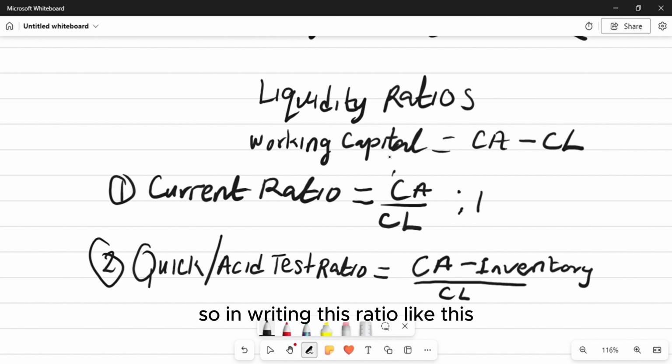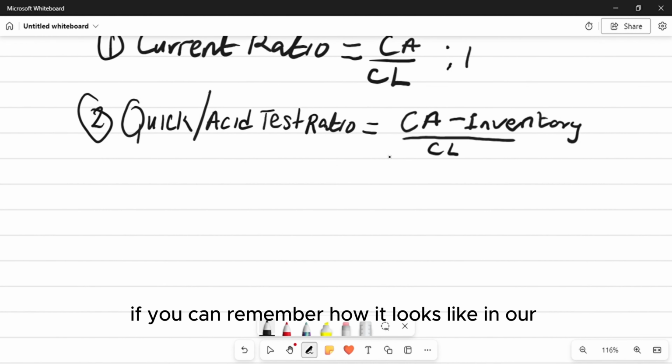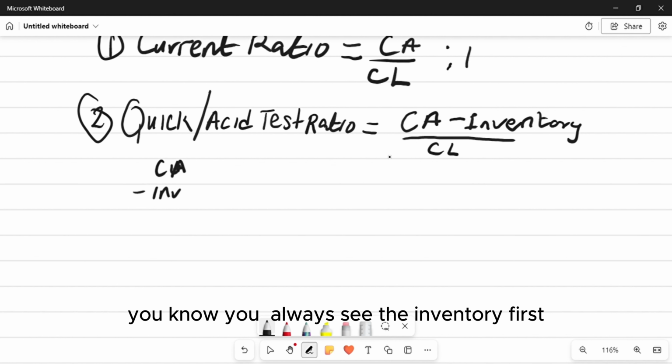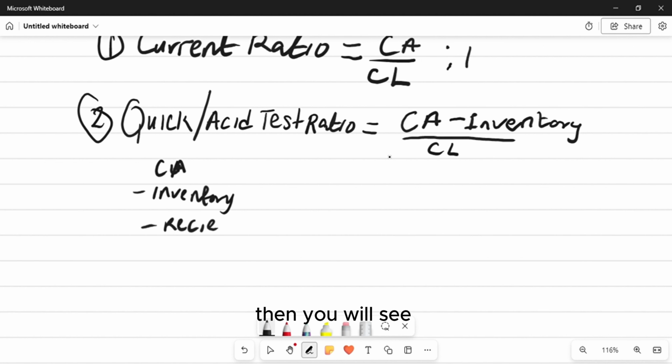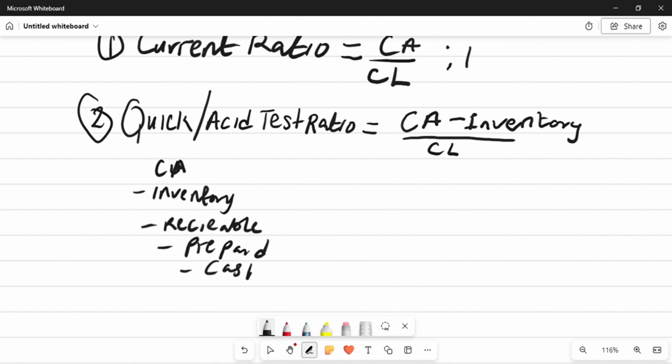Writing this ratio like this means that we're removing the least liquid assets. When we talk about current assets, if you can remember how they look in our financial statements, you always see the inventory first, then you will see our trade receivables, then you will see prepaid expenses, and then you will see cash.